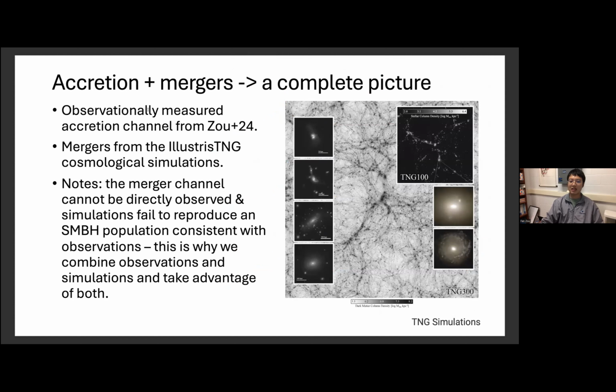For the accretion, as I mentioned earlier, we just use the observationally constrained accretion channel from our previous work, and then we add merger information from the Illustris TNG cosmological simulations. Here is a picture from the TNG website, just showing how it can capture both the large-scale structure and also probe each individual galaxy.